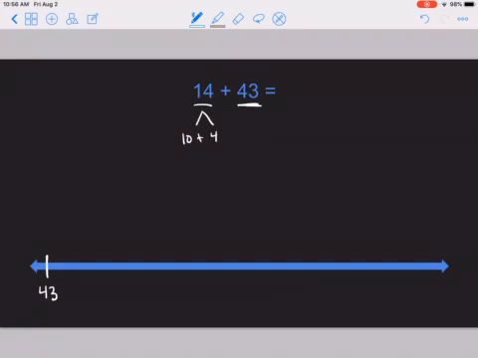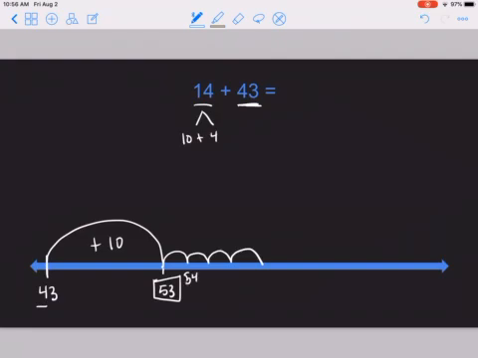So if I make a jump of 10 starting at 43, hit the line and make my box. 43 plus 10, our tens place is going to get bigger by 1 digit. It's going to be 53. And then I'm going to make 4 jumps of 1. So 53 was our jump of 10. So 54, 55, 56, 57. And this 57 would be our sum, because that's the answer.